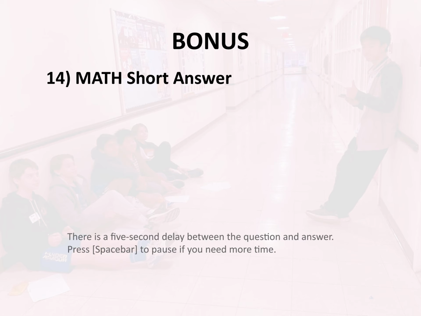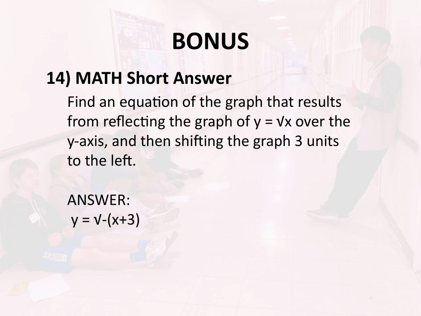Bonus 14. Math. Short answer. Find an equation of the graph that results from reflecting the graph of y equals the square root of x over the y-axis, and then shifting the graph 3 units to the left. Answer, y equals the square root of the quantity of negative x minus 3.